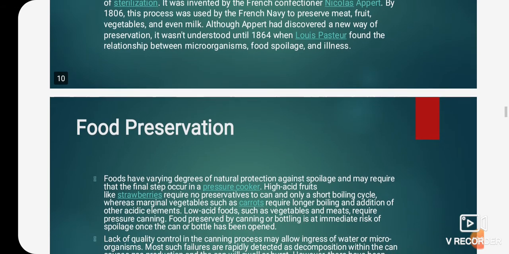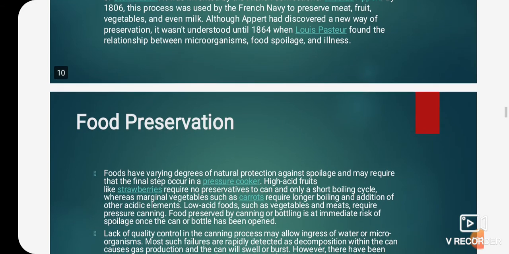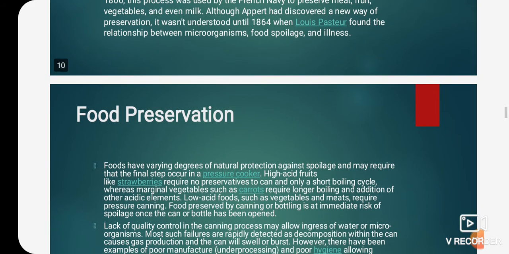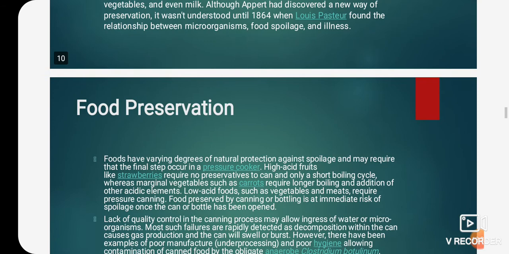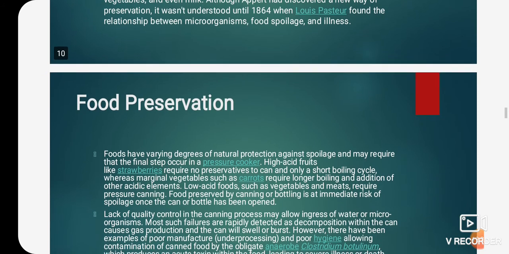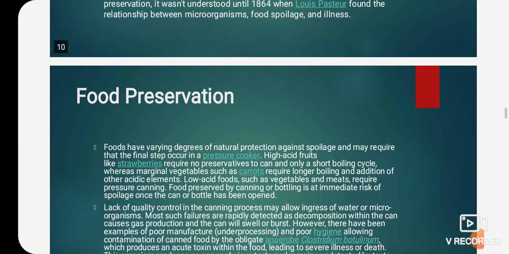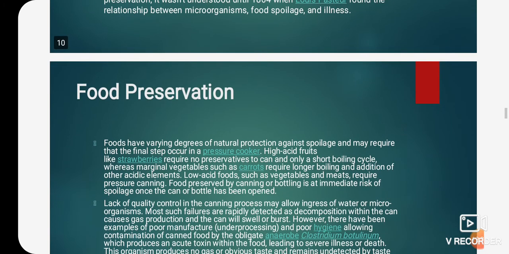High acid fruits like strawberries require no preservatives to can and only a short boiling cycle, whereas marginal vegetables such as carrots require longer boiling and addition of other acidic elements. Low acid foods such as vegetables and meats require pressure canning.